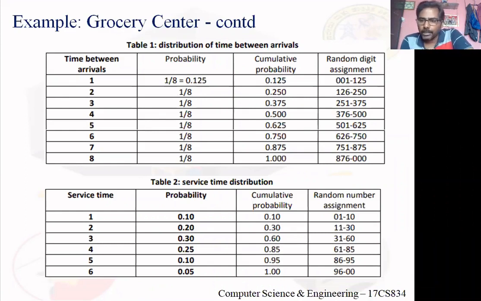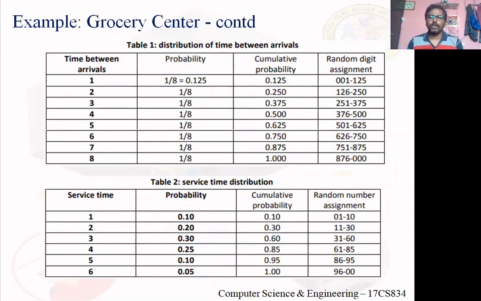Clear? See, the first cumulative probability will be 0.1. To determine the next, add the past cumulative probability value with the next probability of service time. This is how we need to sum. Got it? 0.1 plus 0.2, 0.3. 0.3 plus 0.3, that's 0.6. 0.6 plus 0.25, that's 0.85. 0.85 plus 0.1, 0.95. 0.95 plus 0.05, that is 1.